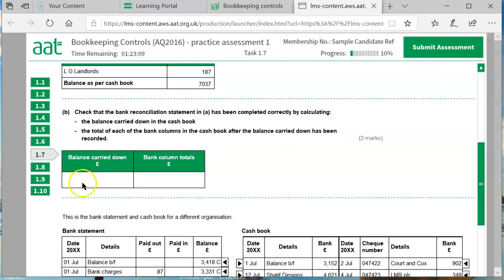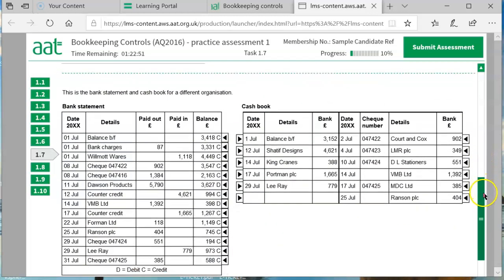So the balance carried down over here will be 7,037, and the total will always be the highest total, which is the debit total, which is 13,573. So that's your part A and B. Let's look at the next one.